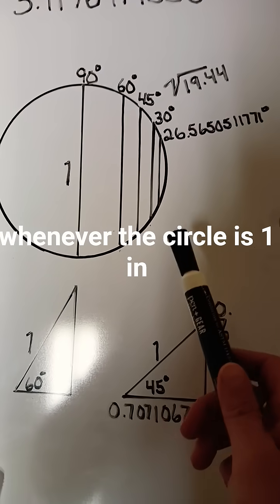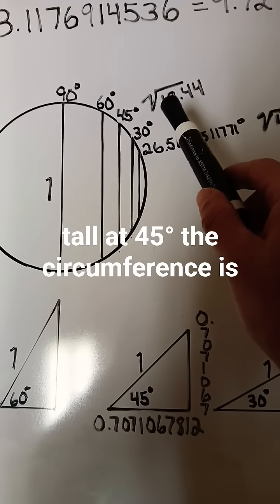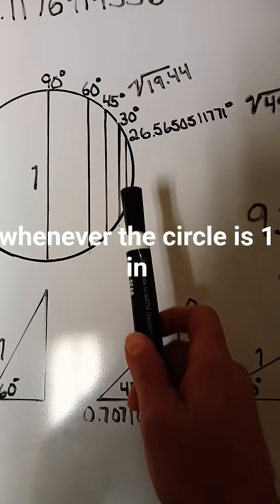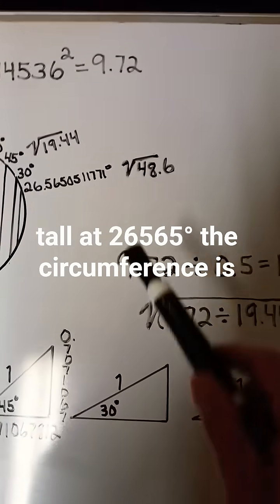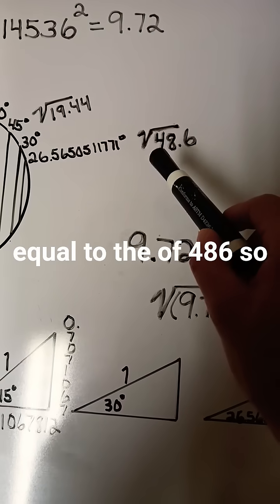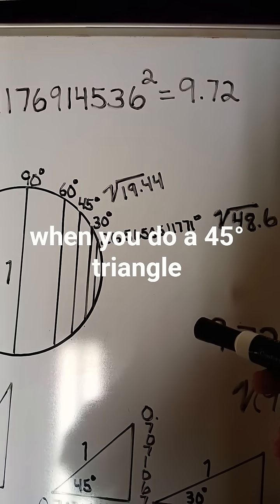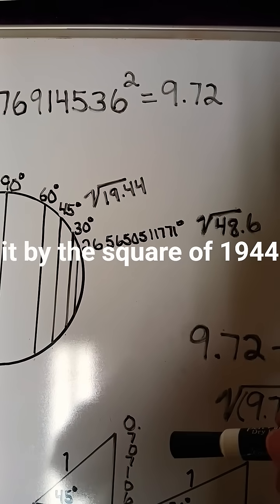Well, whenever the circle is 1 inch tall at 45 degrees, the circumference is equal to the square root of 19.44. Whenever the circle is 1 inch tall at 26.565 degrees, the circumference is equal to the square root of 48.6. So when you do a 45 degree triangle, take your circumference squared and divide it by the square root of 19.44.